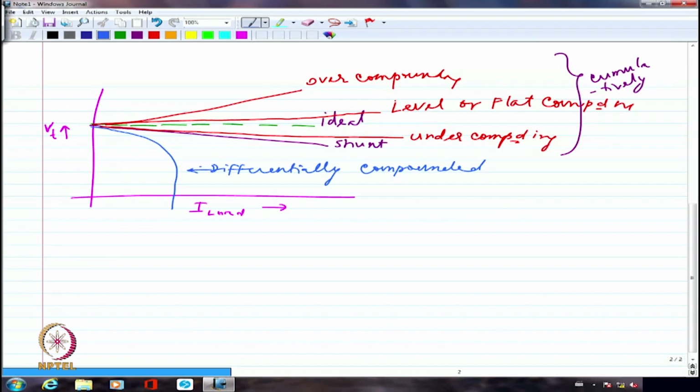A differentially compounded generator has only one single application, that is generally in welding. In welding, invariably, when the workpiece is getting stuck to the electrode, then we are going to have a dead short circuit. So if I am having a dead short circuit, still I don't want the current to go to extremely large values. So this essentially tells you the short circuit condition, literally.